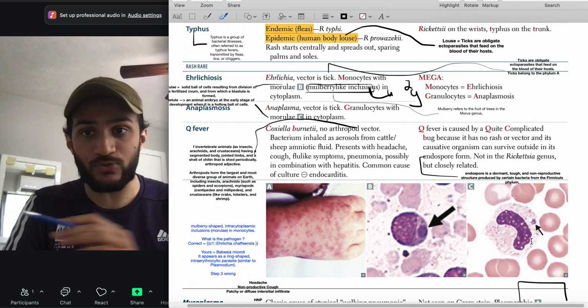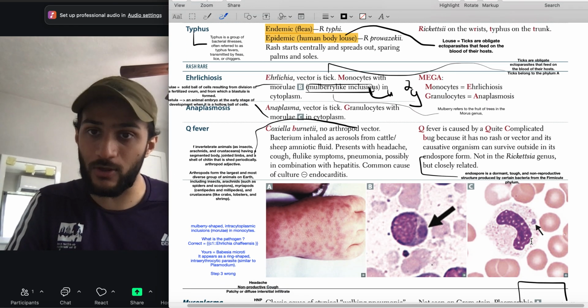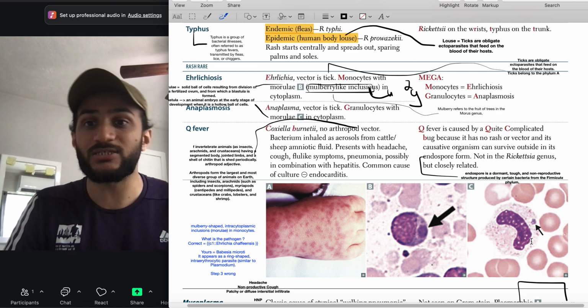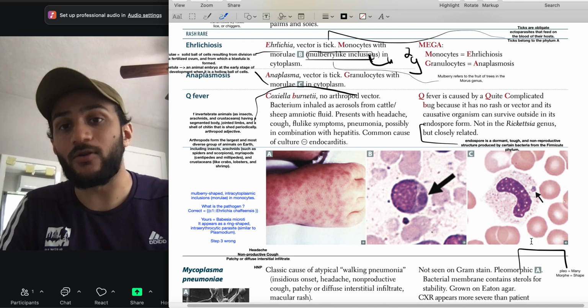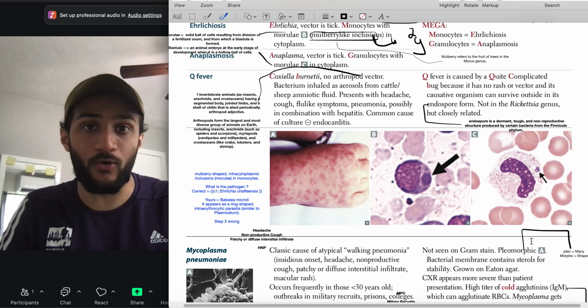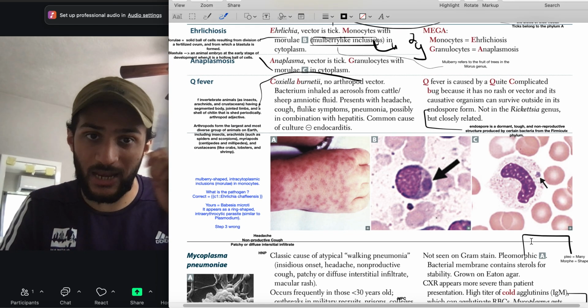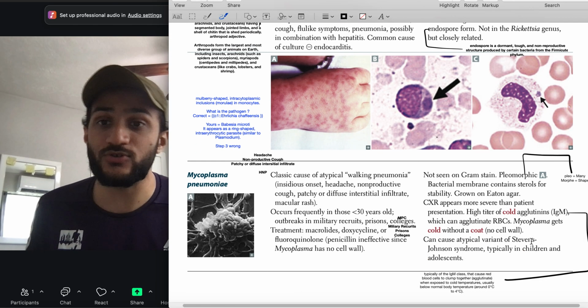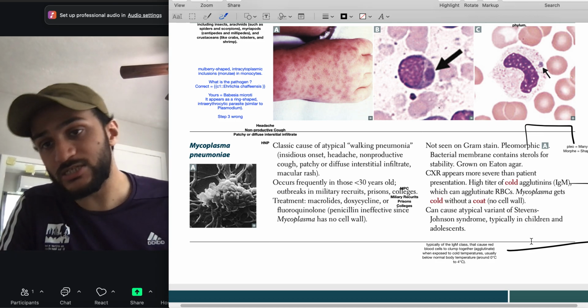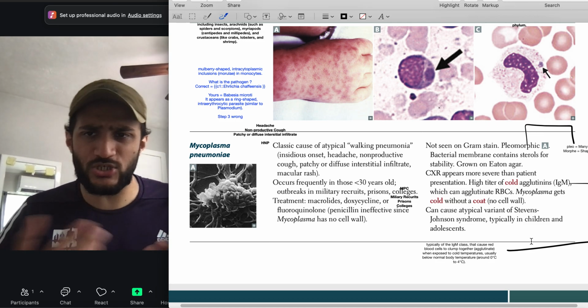Ehrlichiosis, anaplasmosis, just remember your MEGA. So monocytes, ehrlichiosis, granulocytes, anaplasmosis, and remember we have a mulberry in the ehrlichiosis. Q fever is quite important, guys. Remember, there's no rash over here. It can cause headache, flu-like symptoms, and it can even cause endocarditis.